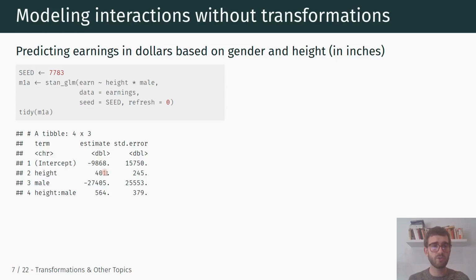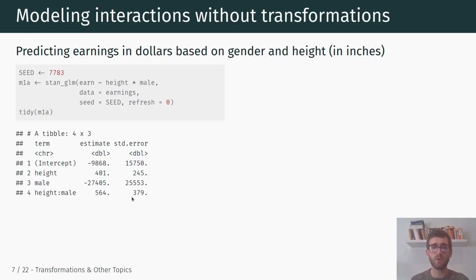The kind of increase for a 1 inch increase in height among women, so for male being equal to 0, we have a $401 increase in earnings. So this is potentially at least still interpretable. I already talked about the coefficient for the dichotomous indicator, which is again not interpretable due to the fact that this is for height being equal to 0, and then we have this interaction effect, right?